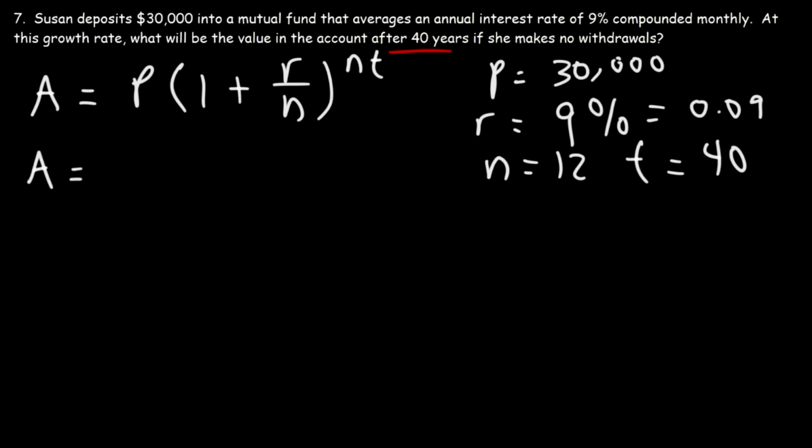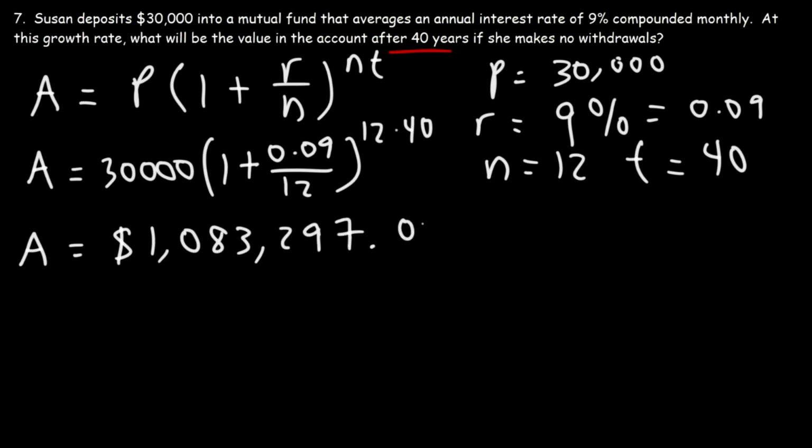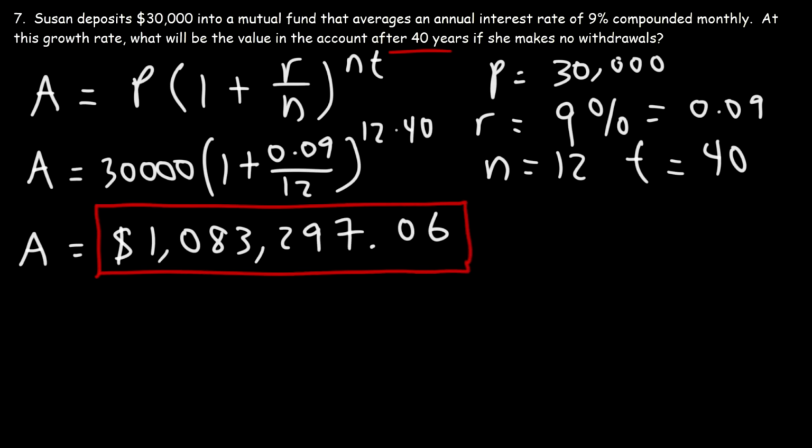So now let's plug in what we know. So this is going to be 30,000 times 1 plus 0.09 divided by 12, raised to the 12 times 40. Basically, you can type it in exactly the way you see it into your calculating device. So here's the answer that I got. In 40 years, her account value should be $1,083,297.06. So this example really illustrates the power of compounding when you're saving for the long term.